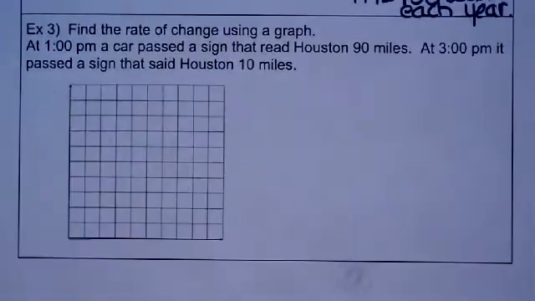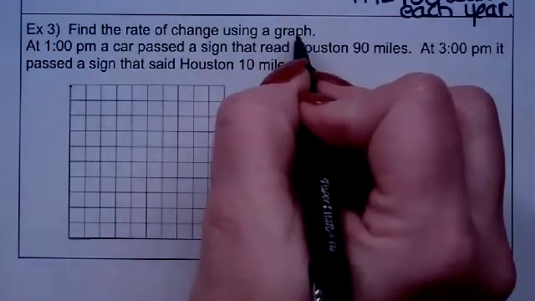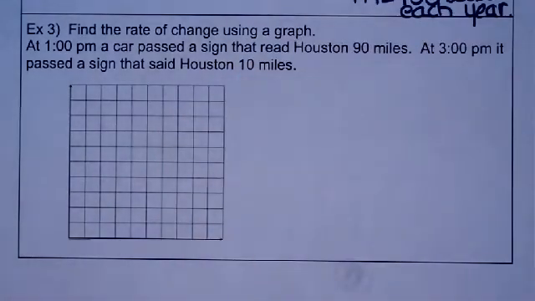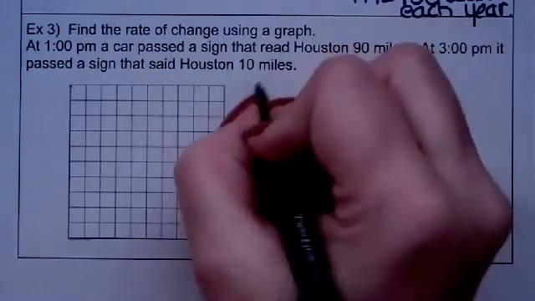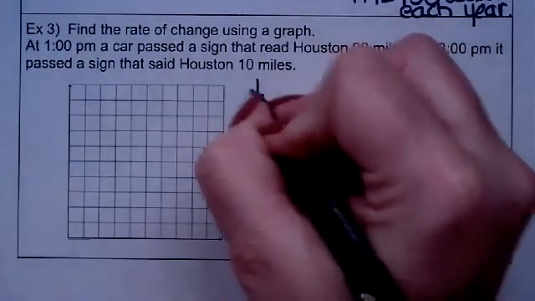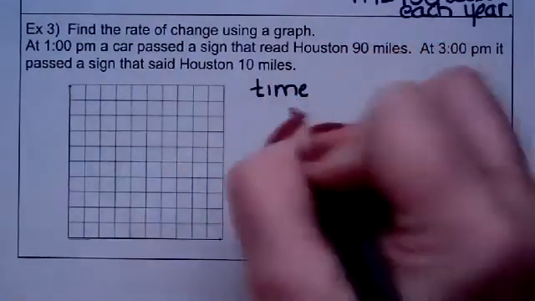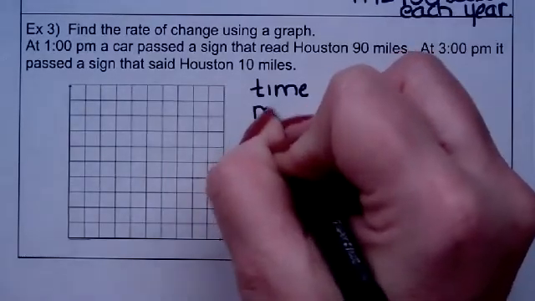Now, example 3 is obviously the third method, which is use a graph. Okay, so let's read through our information right here. At 1 p.m., a car passes a sign that reads Houston 90 miles. At 3 p.m., it passed a sign that said Houston 10 miles. What are the two things we're talking about here? We are talking about time and miles.